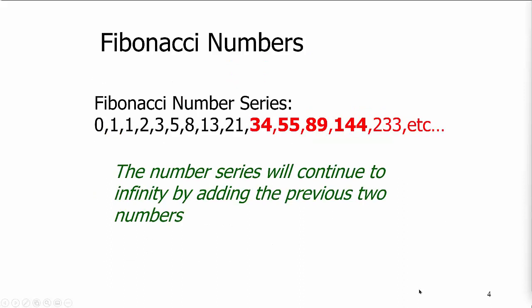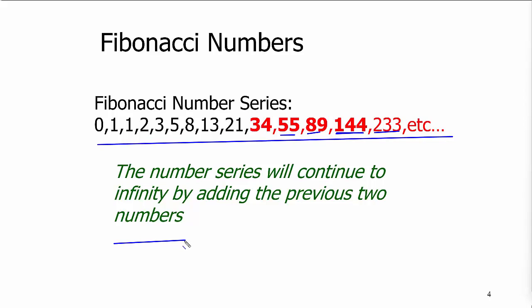Now, as far as the basic Fibonacci numbers, most of you are probably familiar with these. This is the number series, and the way you come up with the next number in the series is that you add the prior two numbers. So, for example, 55 plus 89 is going to give you 144. For the next number after this, you'd add 144 to 233, and that gives you the next number. That's the Fibonacci number series, and it will continue to infinity by adding the previous two numbers.